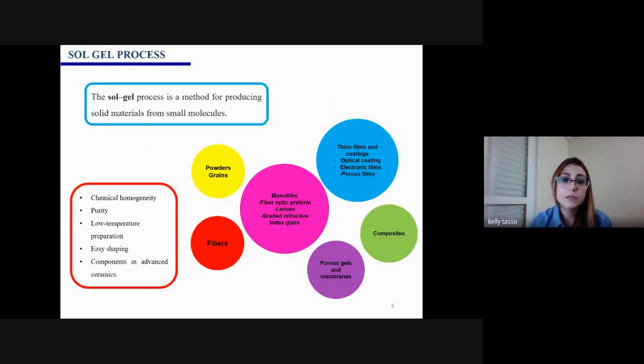As donor material, we used films fabricated by the sol-gel process, which is a method of obtaining vitreous or ceramic materials through the preparation of a sol, followed by its gelation and removal of the liquid phase. As advantages of using the process, we can mention the properties resulting from chemical homogeneity, purity, the low cost involved, the possibility of preparation at low temperature, and easy modeling.